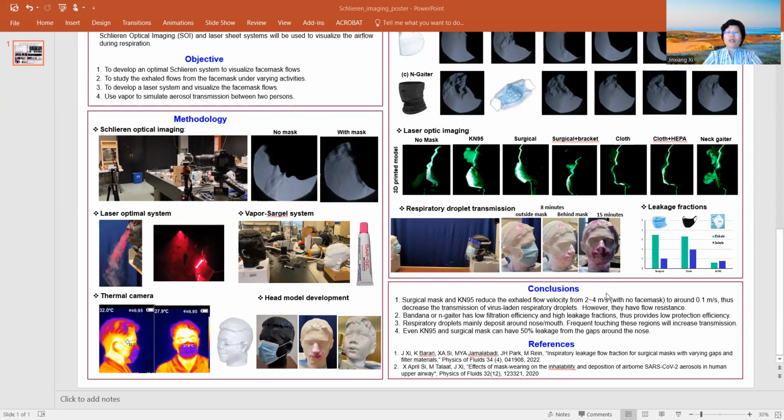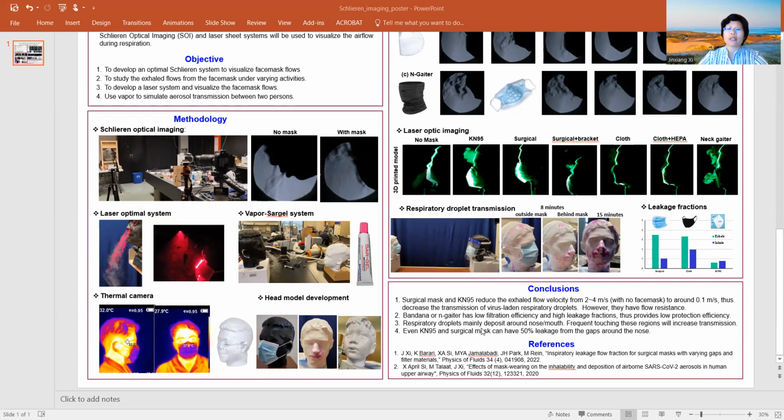So through the measurement of flow speed around the face mask, through the face mask, and without face mask, we can tell the leakage of the different types of face coverings.